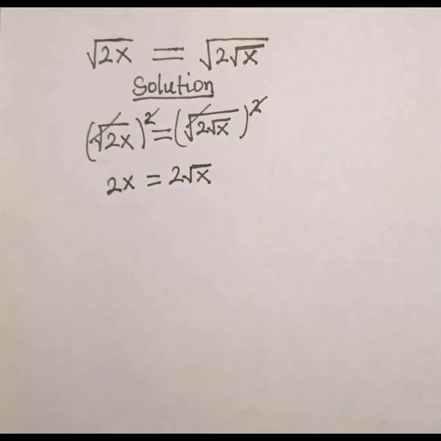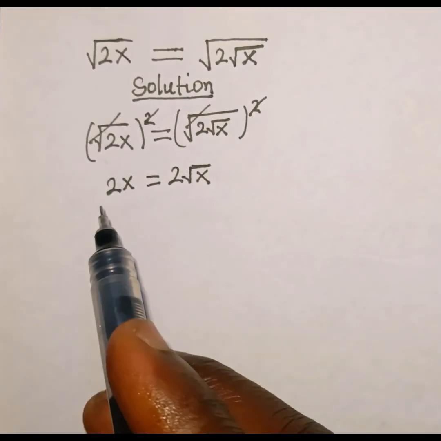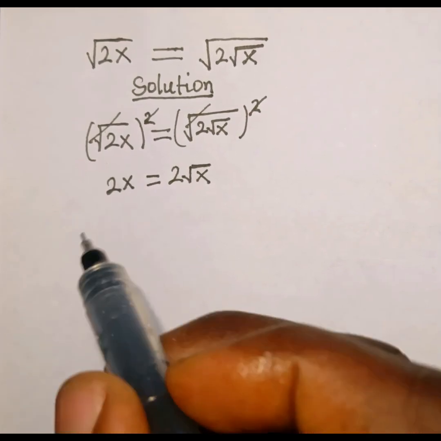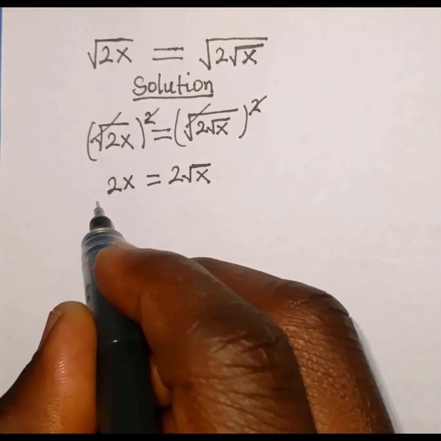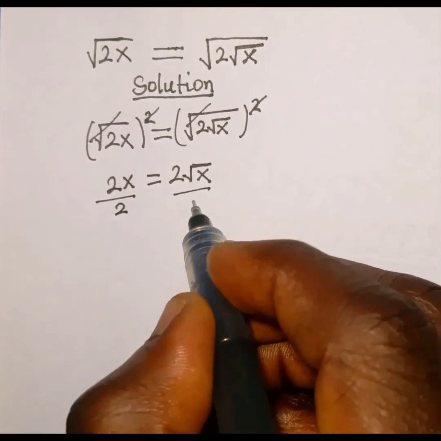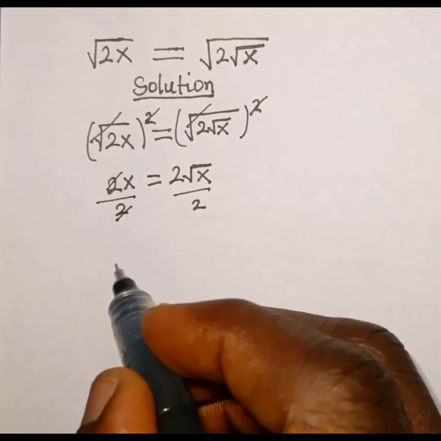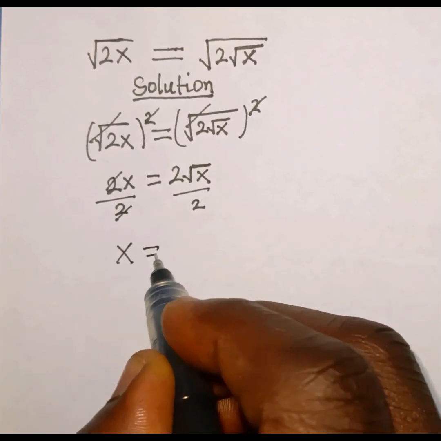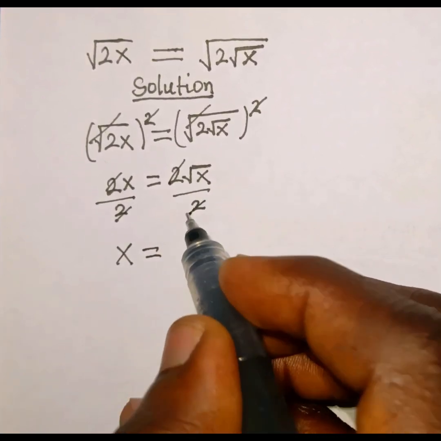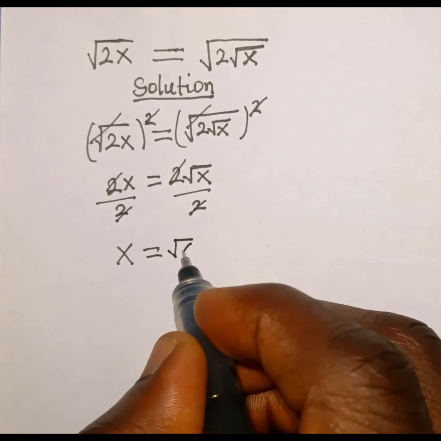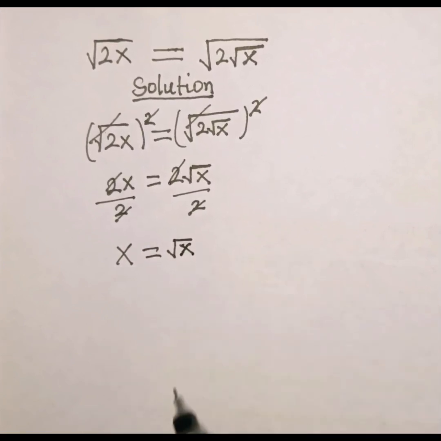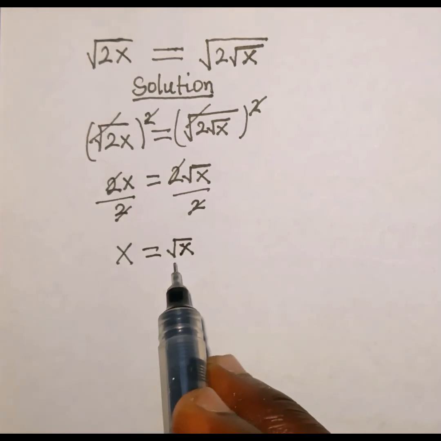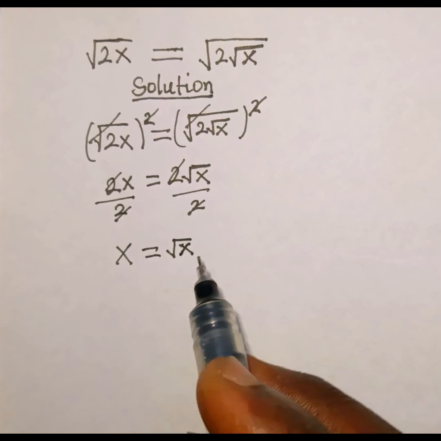The next thing we are going to do: if you look at this equation, we have 2 here and also 2, so we can cancel the 2, or we just divide both sides by 2, so that this 2 can cancel this 2. We are left with just x is equal to only the square root of x on the right hand side. If you look at this equation again, the right hand side has a square root also, so we need to cancel the square root. To cancel the square root, we need to square both sides of the equation.